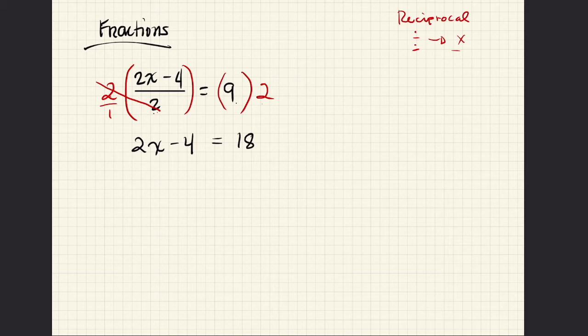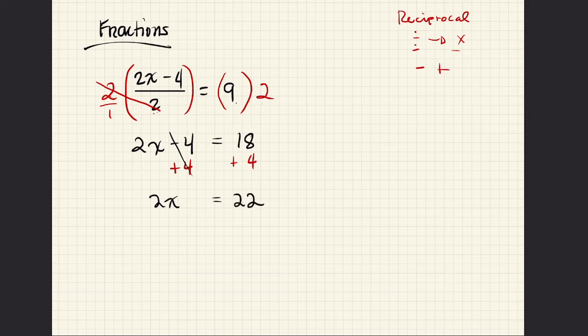Okay? Next, get rid of, okay, what you can add or subtract. Do not divide by 2. Get rid of adding or subtracting first. So we can get rid of negative 4, and the reciprocal of negative is positive. So positive 4, positive 4. Okay? So this cancels out. You are left with 2x equals 22.